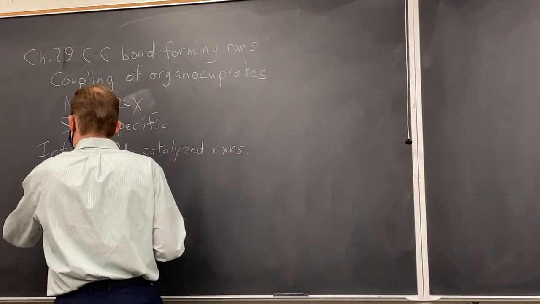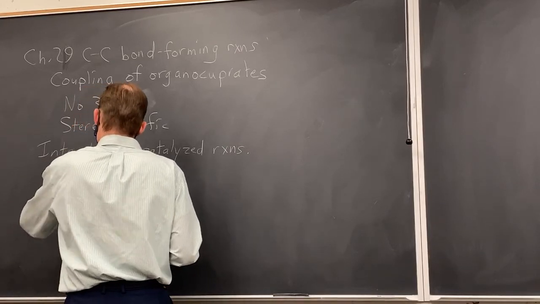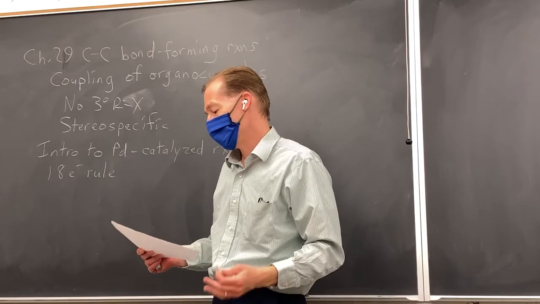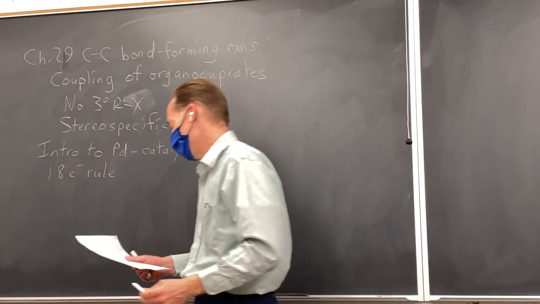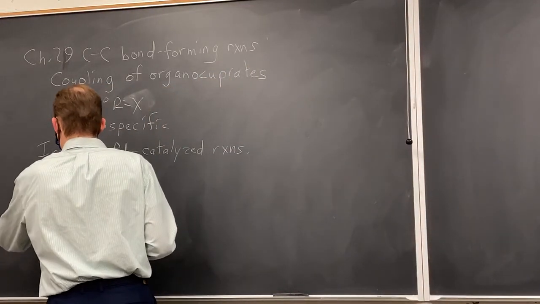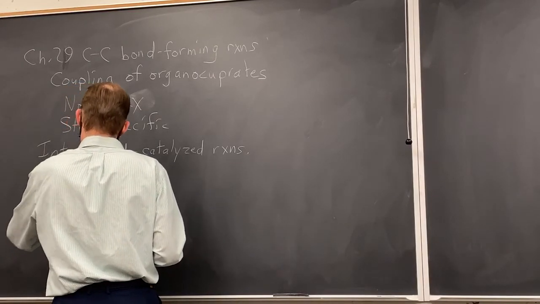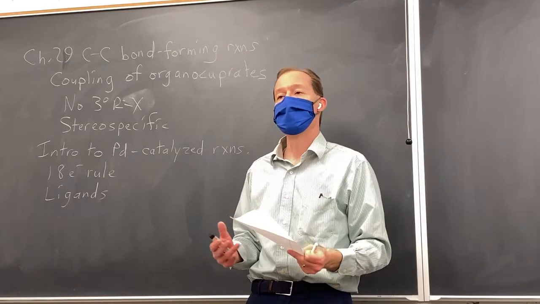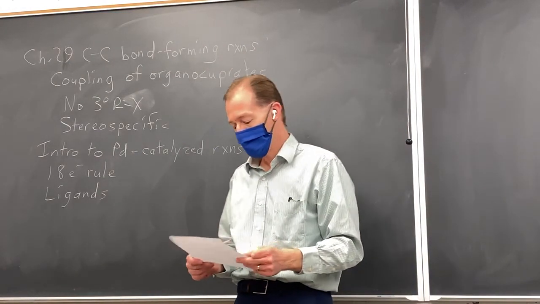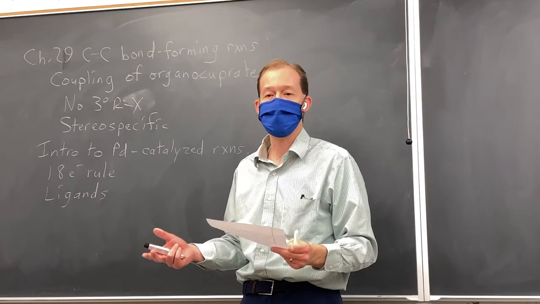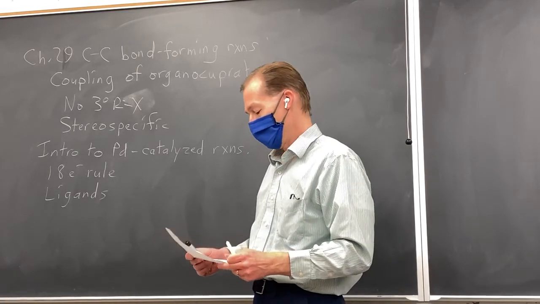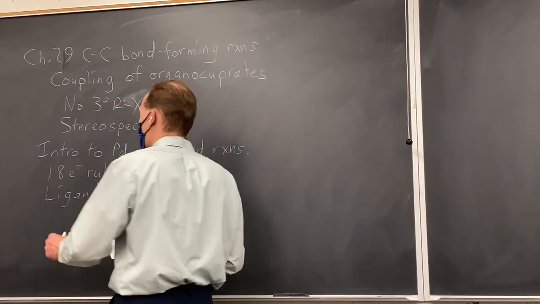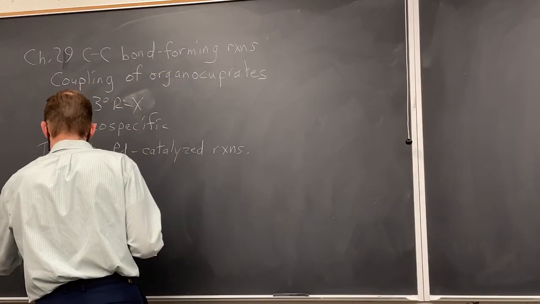So we talked about the 18 electron rule, why palladium, as other transition metals do, wants to have 18 electrons instead of the octet. We talked about the role of ligands, how ligands stabilize palladium, how they help it dissolve in solution, but they are spectators. They're not directly participating in the reactions that are occurring. And then we talked about some processes that occur at palladium.